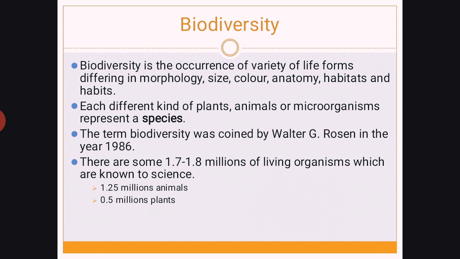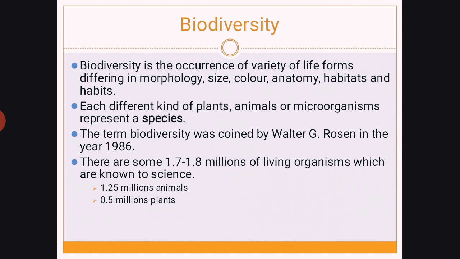The term biodiversity was first used by W. G. Rosen in 1986. The approximate number of species that are known and well documented ranges between 1.7 to 1.8 million, among which 1.25 million are animals and 0.5 million are plants.